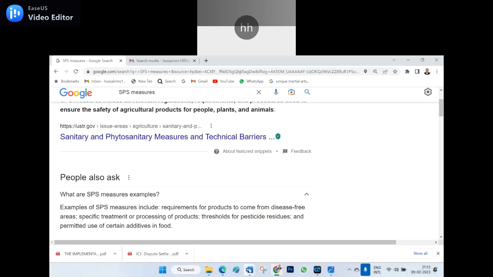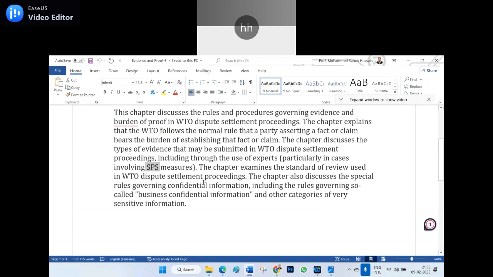Regarding the evidence, the chapter examines the standard of review used in WTO dispute settlement proceedings. The chapter also discusses the special rules governing confidential information, including the rules governing business confidential information and other categories of very sensitive information. That means the way the proof and evidence would be adduced in the civil cases, in the same manner, the same type of evidence would be adduced and proved and taken as relevant in all the international disputes concerned.